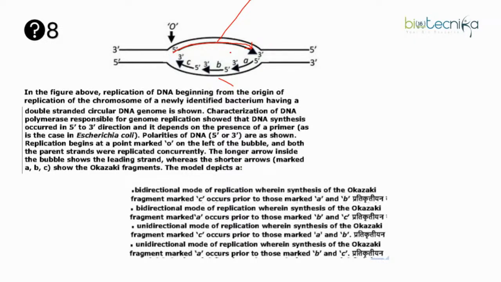Now, if this is the leading strand, that means your helicase should be present here. Okay, so the helicase also has moved from this origin side to this position at present. So therefore, which is the first Okazaki fragment that has been synthesized? It is this one, right? So the correct answer here is option 3. It is a unidirectional mode of replication wherein synthesis of the Okazaki fragments marked C occurs prior to those marked A and B. Okay?